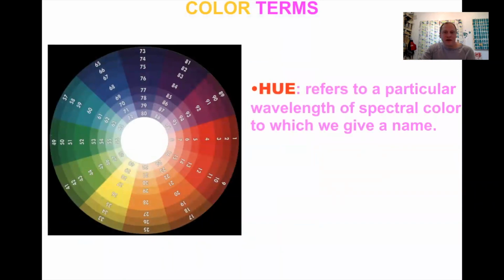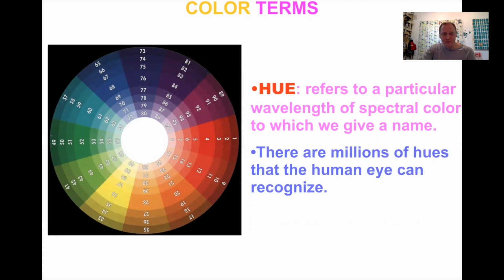We need to isolate out some color terms. The first one being hue, and that refers to a particular color. So red would be a hue. There are millions of hues that the eye can recognize.